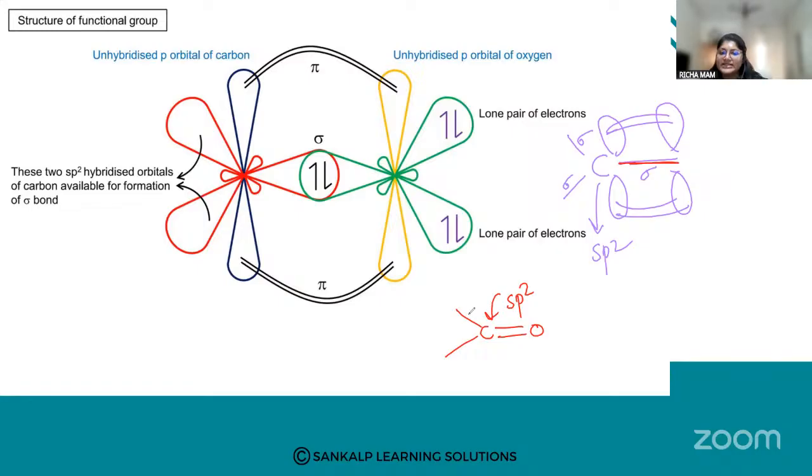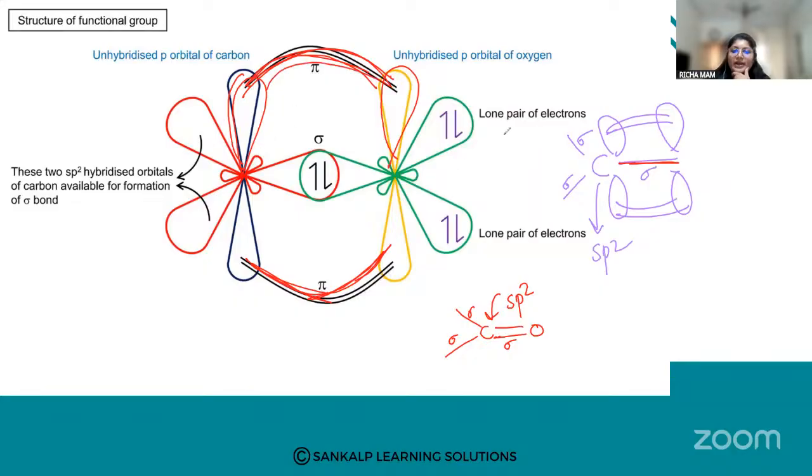So it forms 3 sigma bonds. So 1, 2, and this is 1 sigma bond. So 3 sigma bonds are formed and the carbon is sp2 hybridized. In these 3 sigma bonds, one lies in one plane, and then there is the unhybridized p orbital. The unhybridized p orbital of carbon will overlap with the p orbital of the oxygen atom. Like this the overlap takes place, between the unhybridized p orbital of carbon and the unhybridized p orbital of oxygen.